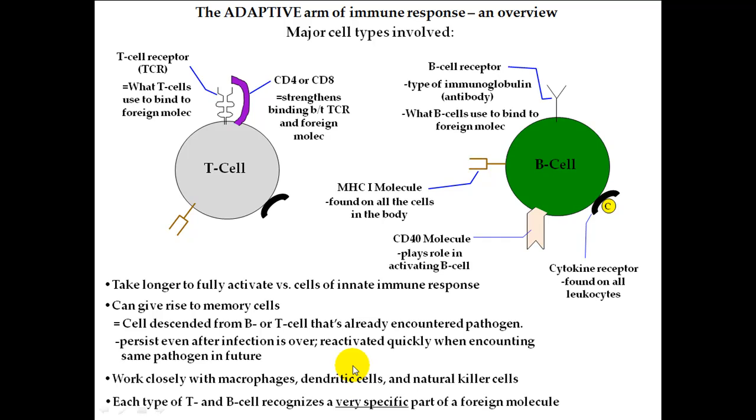And one last characteristic of T cells and B cells is that each type of T and B cell recognizes a very specific part of a foreign molecule. And so here's how that's different than how innate cells respond to foreign molecules. If you remember cells of the innate immune system, so cells like macrophages, for example, the reason why a macrophage knows what to phagocytize, the reason why it knows what to eat, is because it's somehow able to recognize things that are probably foreign to our body.